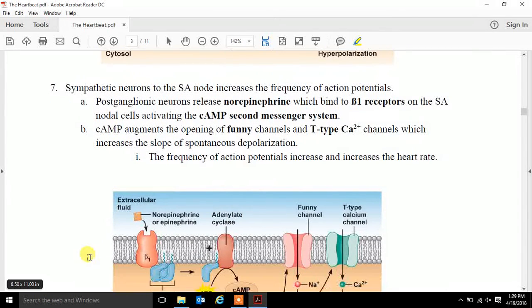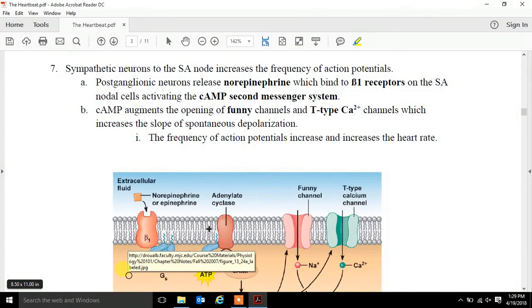Sympathetic neurons also innervate the SA node, and are designed to increase the frequency of our action potentials and therefore increase the heart rate.